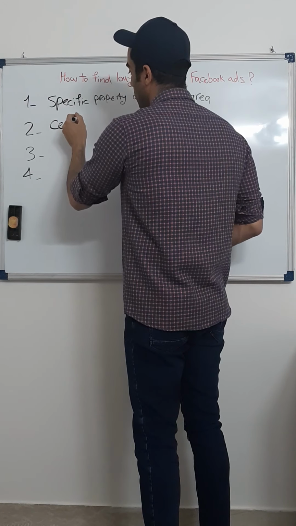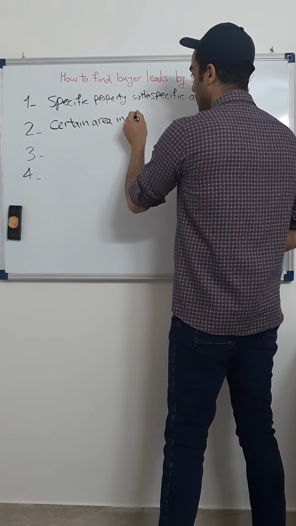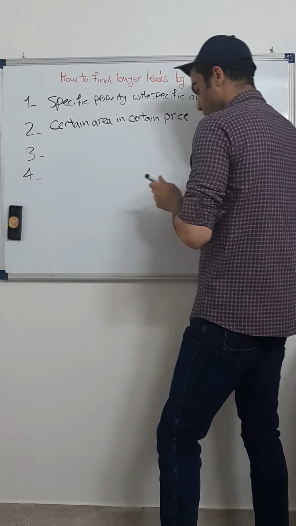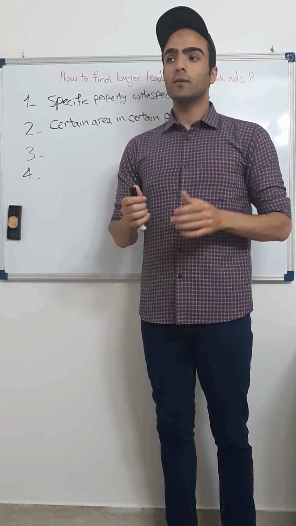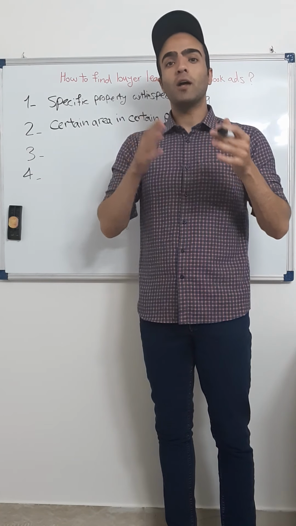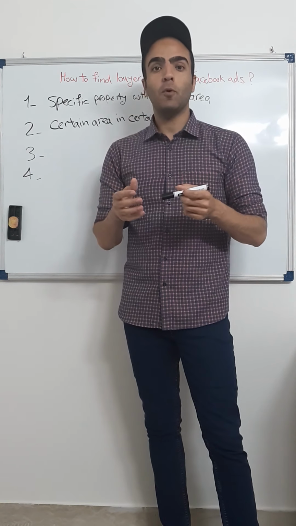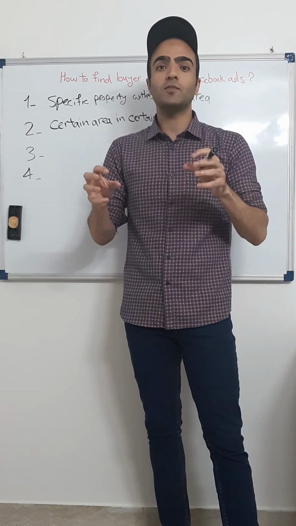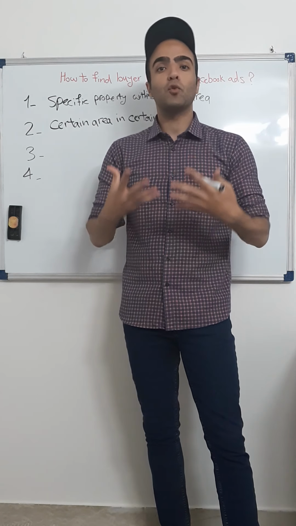a certain area in a certain price. This is also very, very powerful and very important. Let's say you have a listing in a specific range, from $400,000 to $1 million. If you have a listing in a specific price range, you are more likely to find more qualified leads for your real estate business.